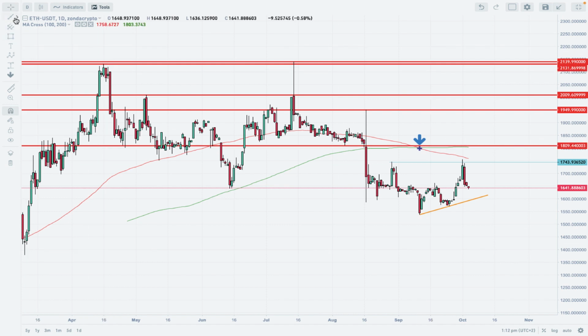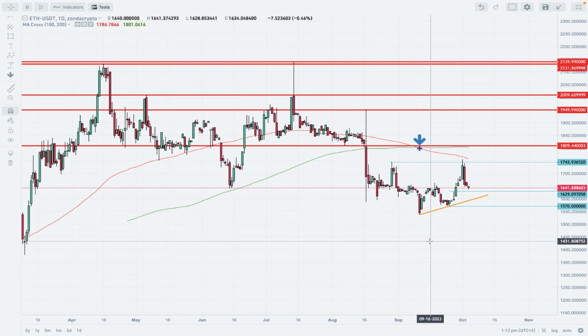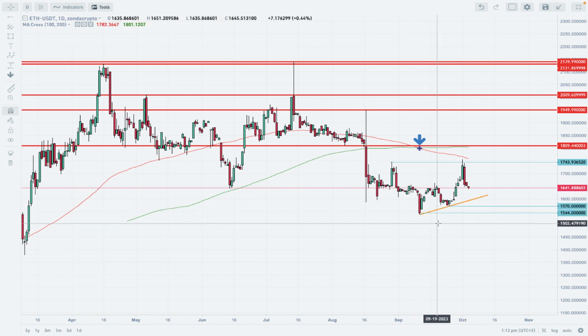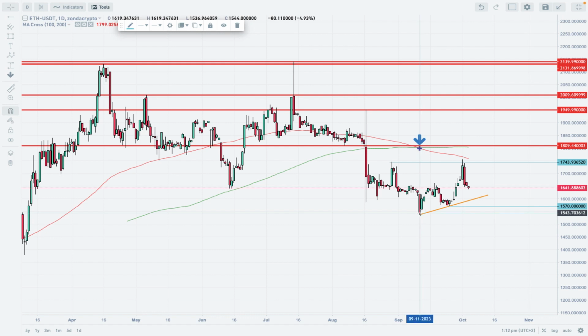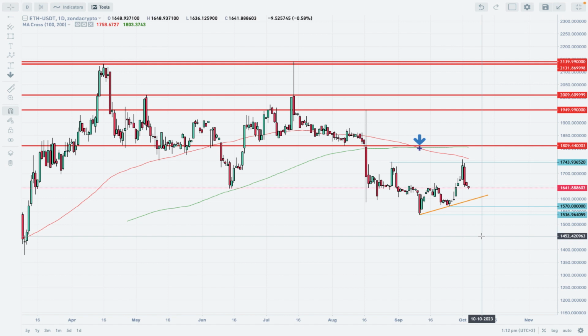The local technical supports for this movement to the downside are located, of course, at 1570 and 1539. Let me just place this last one here. There you go. So this is the technical support for this market, and any violation of these two levels, and of course the violation of the orange short-term trend line, would likely extend the drop lower.